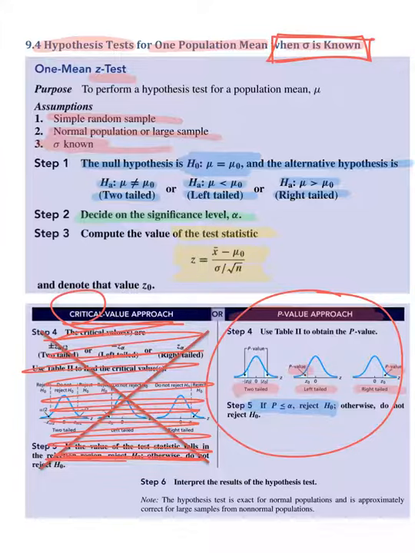When the p-value is less than or equal to alpha, we reject the null hypothesis. Otherwise, when it's greater than alpha, we do not reject the null hypothesis. And finally, the last step is the conclusion, the interpretation. We are going to interpret. So basically, we apply the 6 steps. Any questions?